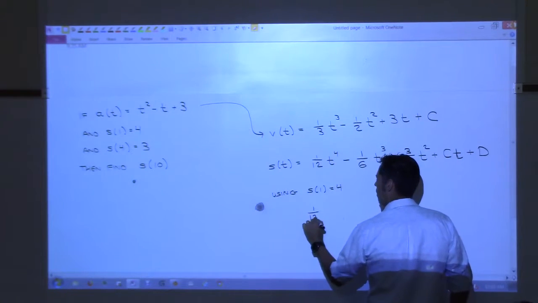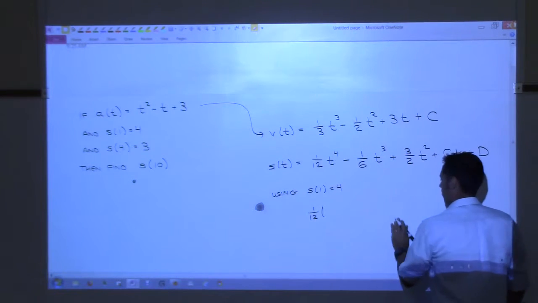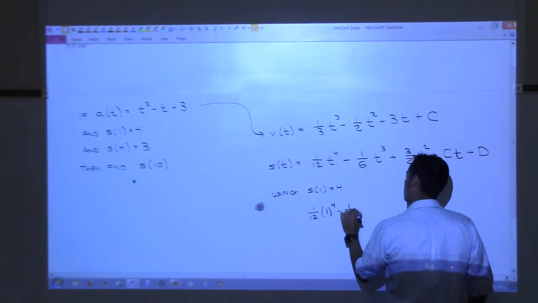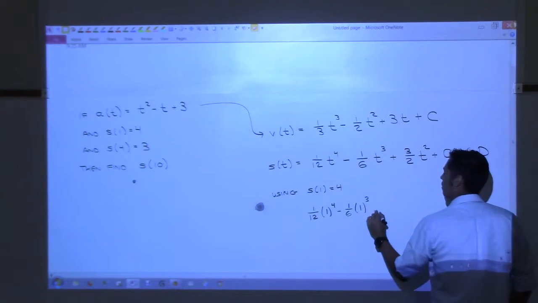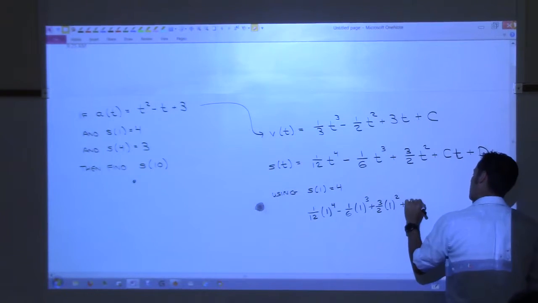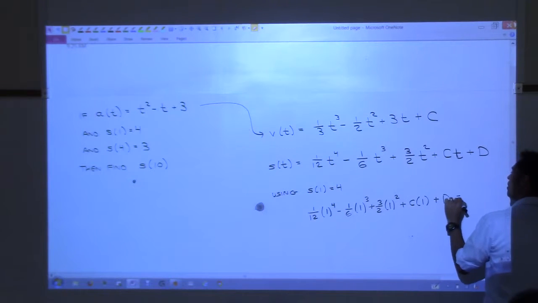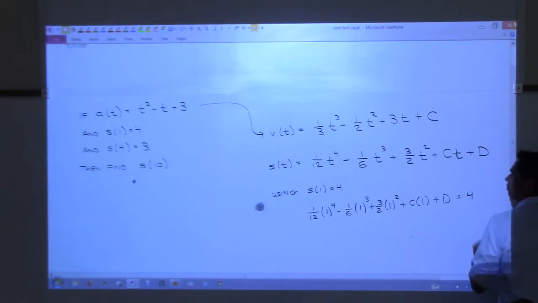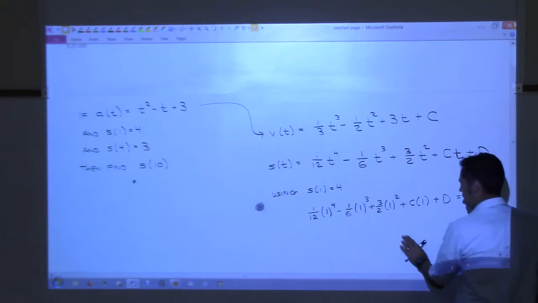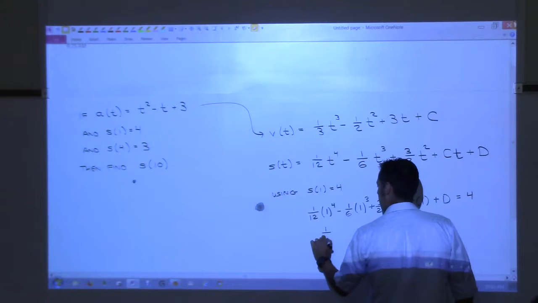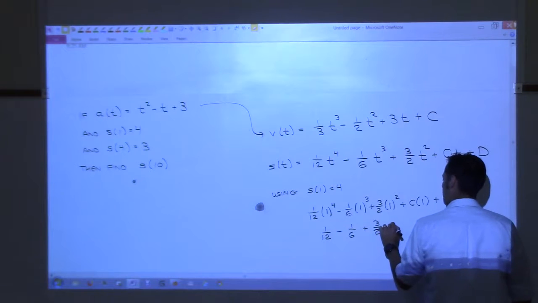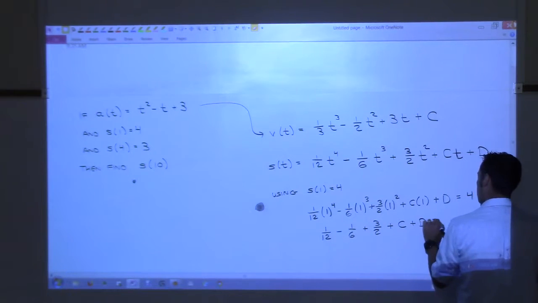So 1/12 times 1 to the 4th power minus 1/6 times 1 to the 3rd power plus 3/2 times 1 squared plus c times 1 plus d. That must equal 4. All right, so 1/12 minus 1/6 plus 3/2 plus c plus d equals 4.